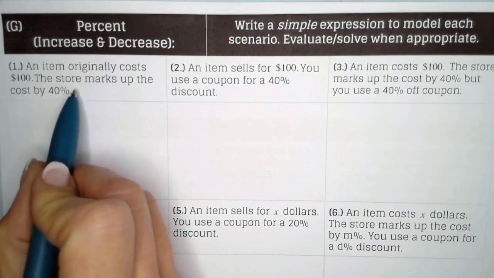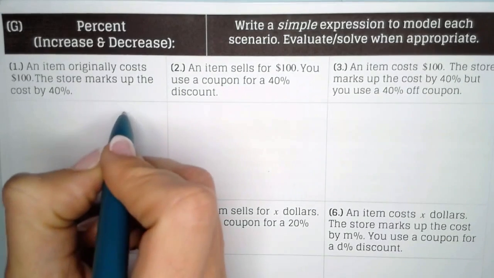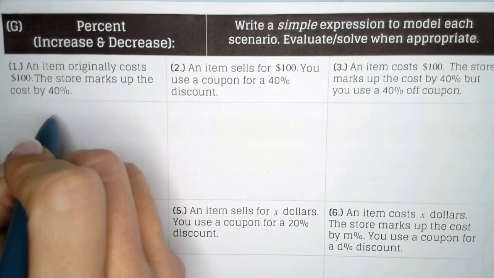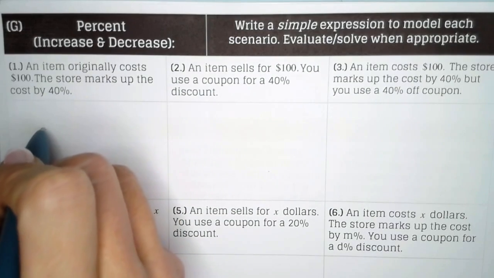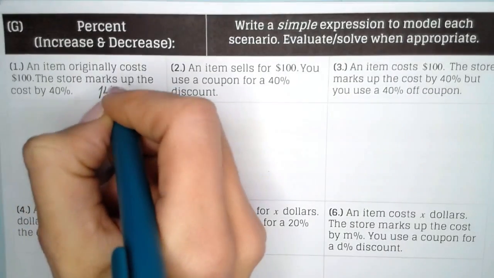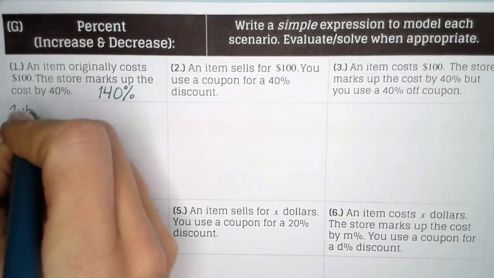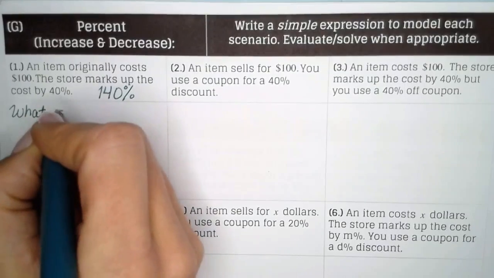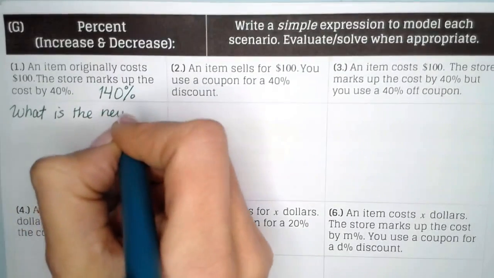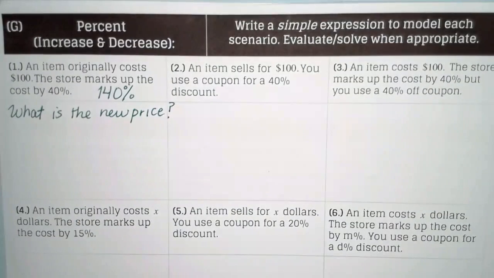Now we talked about when we mark up by a percent. You're paying for all of it, and you're paying for an additional 40% of it. So what percent of the item are you paying for? You pay for all of it? 140% exactly is what you're paying for it. Now, I need to ask myself a question so I can write an expression. So what is the new price is going to be the question I'm going to ask myself. What is the new price?